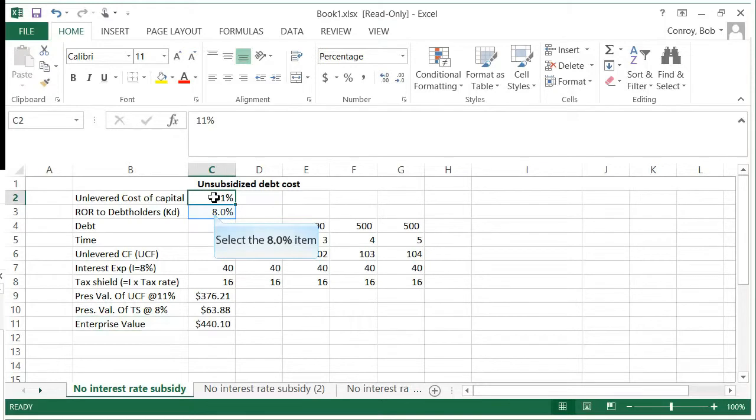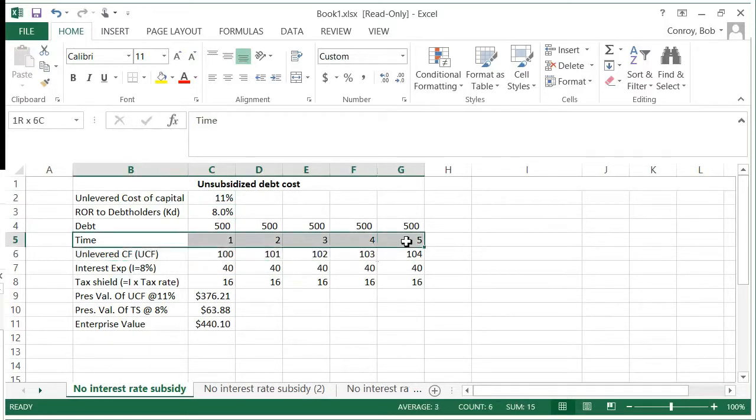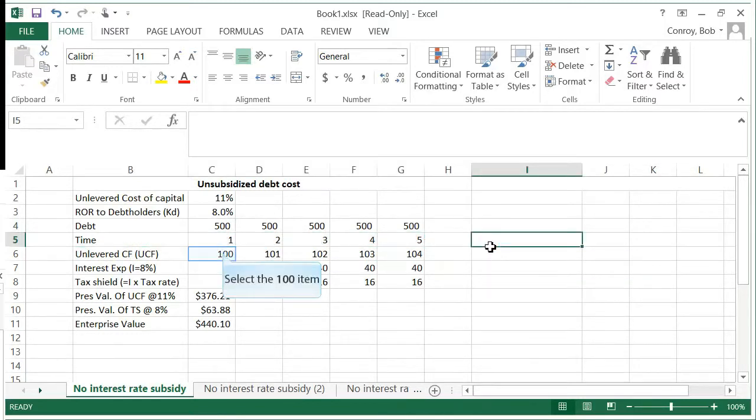So we need an unlevered cost of capital, which I made 11%. We need an interest rate, a required rate of return to debt holders, and I made that 8%. Let's assume that the time period is 5 years, 1, 2, 3, 4, 5, and the amount of debt every year is 500.